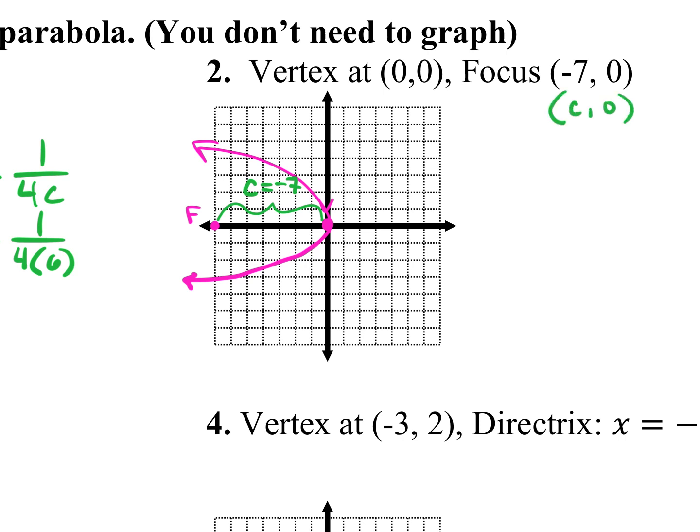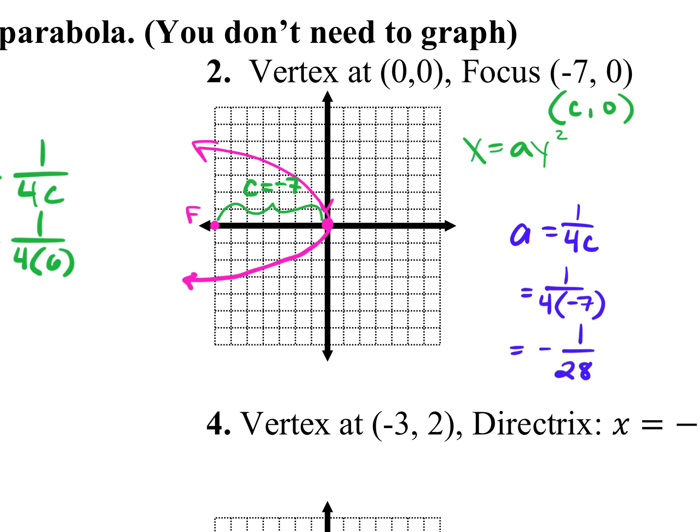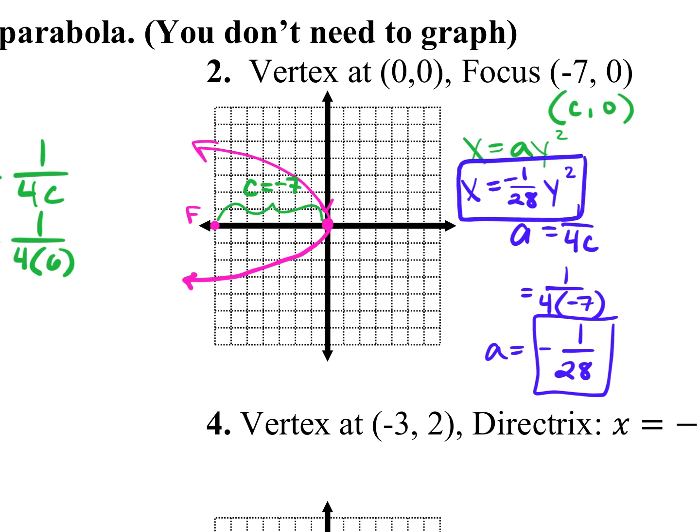If you recall, c, 0 is your focus when the vertex is 0, 0 and you're opening left. So if this is our setup, it's going to be x equals ay squared. We have to figure out what a is. A is 1 over 4 times c. So 1 over 4 times negative 7 is negative 1 over 28. Okay, so your equation is x equals negative 1 over 28 times y squared. Good on that?